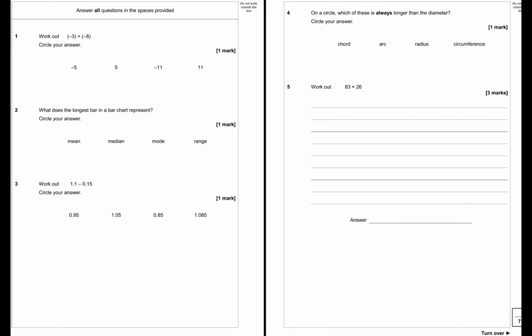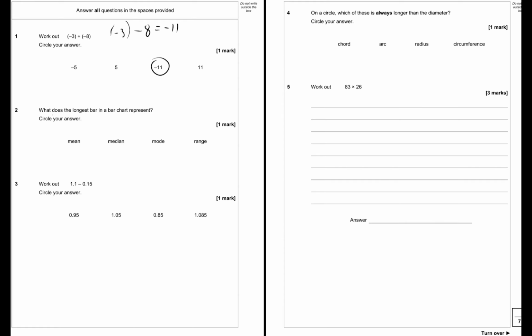Okay, question 1. Work out -3 plus -8. So here we can get rid of the first plus, because if you're adding a negative, it's the same as just taking it away. So it's -3 minus 8. So what are we going to get here? We're going to get minus 11. Okay, so that's question 1.